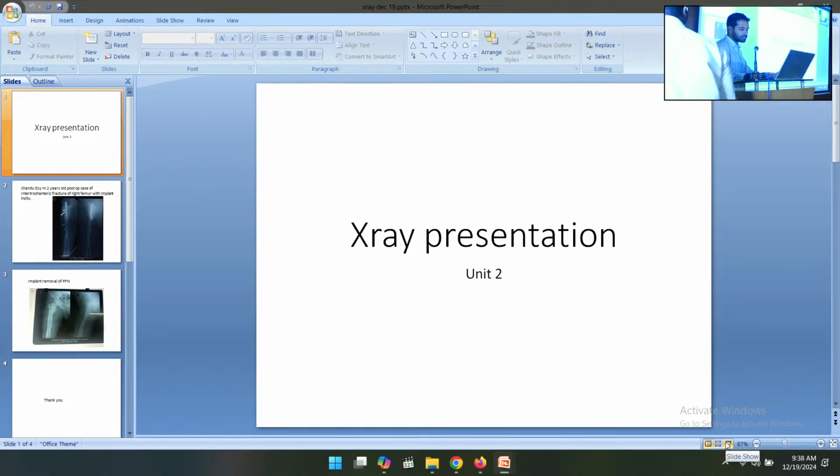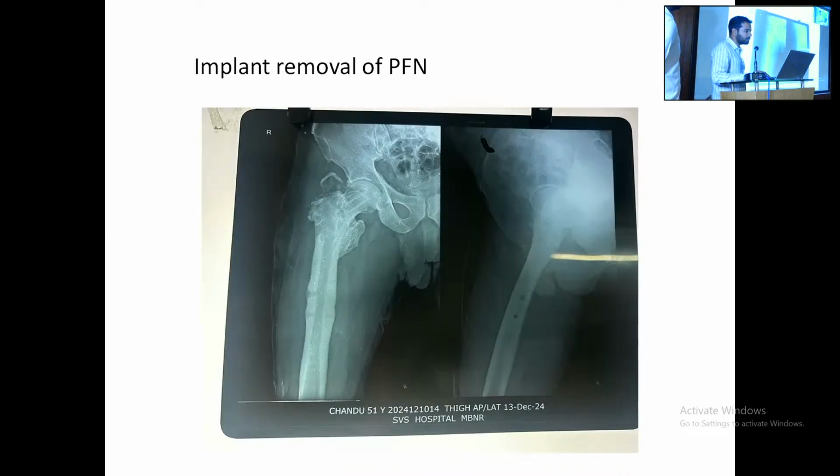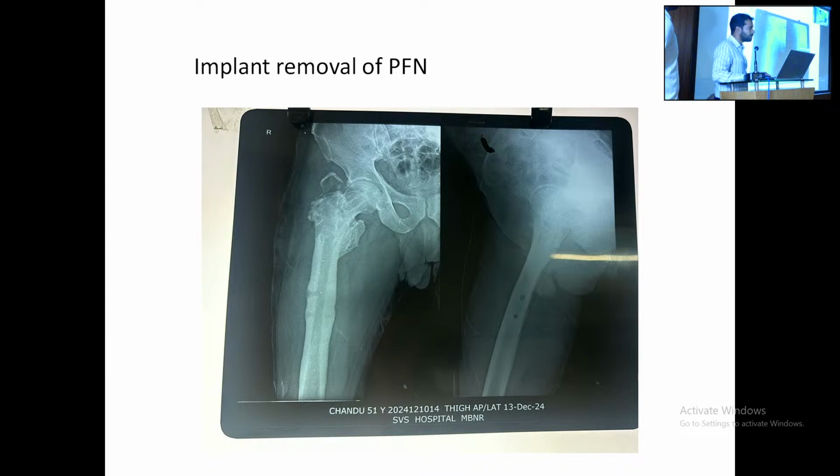So these are the cases done under Unit 2. Chandu, 51-year-old male, a 2-year post-op case of intertrochanteric fracture of the right femur with implant in situ. PFN removal done. Nail removal, proximal femoral. Is it infected? No sir, no infection.